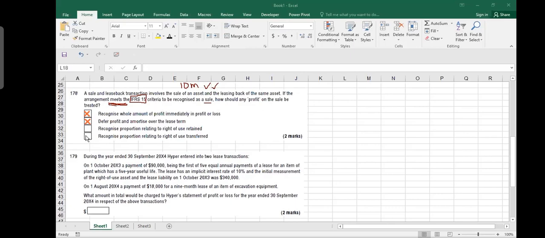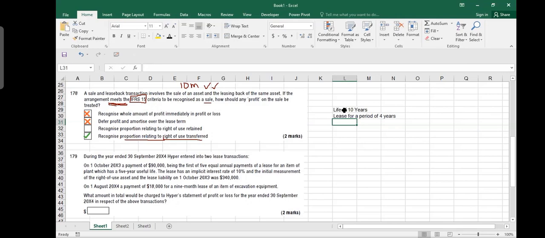Option number D, it says recognize proportion relating to right of use transferred. Now, what does that mean, right of use transferred? Recognize proportion relating to right of use transferred. Let me explain it technically. Let's suppose the asset has a life of 10 years, okay? But you made a lease for a period of 4 years. So it means that this asset which you sold has a life of 10 years.